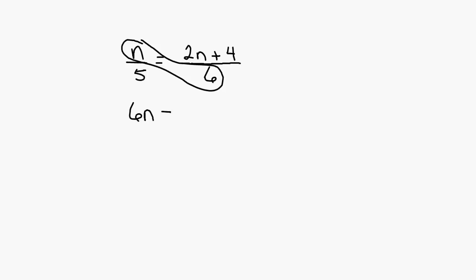Take n over 5, and it's equal to 2n plus 4 over 6. It doesn't matter which direction you crisscross multiply first. So if you multiply this n times the 6 first, you're going to get 6n. And set it equal to 5 times the 2n plus 4. So 5 times 2n plus 4.